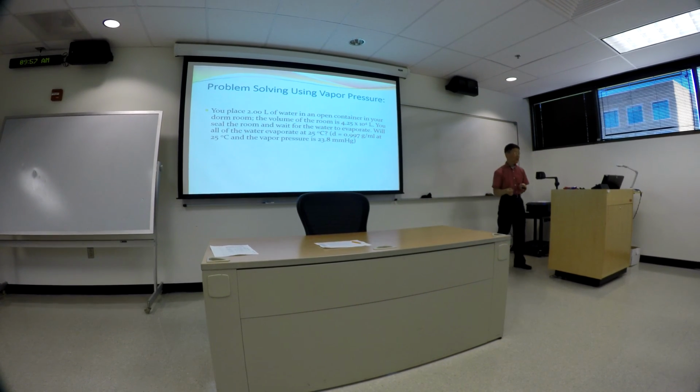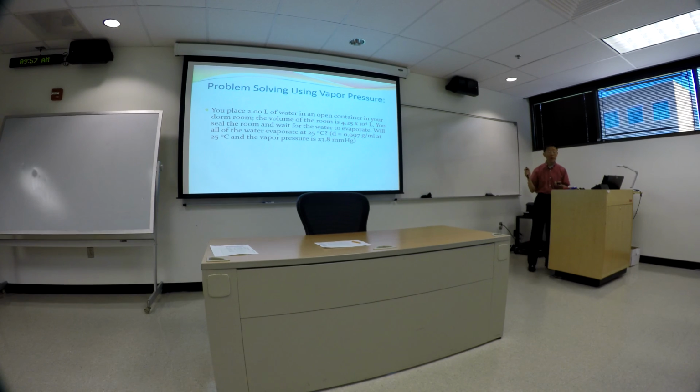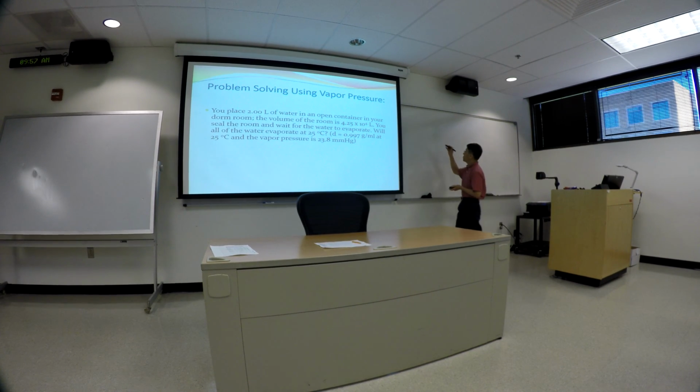Now, how do we figure out how much water can evaporate? Well, pressure is given. Okay, P equals 23.8 millimeters of mercury. V is given, 4.25 times 10 to the 4 liters. R and T, temperature is given. R is a constant, and the temperature is 298 Kelvin, 25 degrees Celsius.